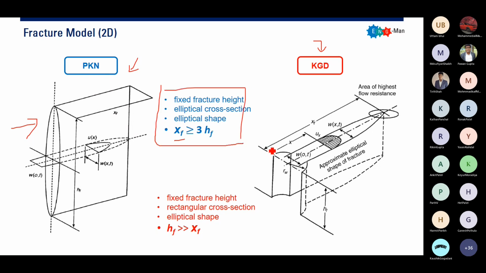But if we use KGD, we have fixed fracture height, rectangular cross section. You can see the rectangular cross section here, and the thickness or the height of the fracture significantly higher than the half length, which is not very frequent we see in the field. But again, PKN and KGD are the starting point of the modern fracturing modeling design.